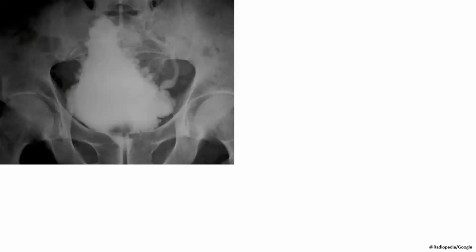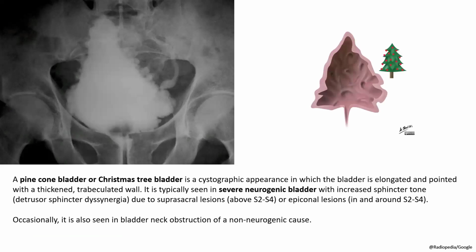What is this sign? This is pine cone bladder or Christmas tree bladder, which is a cystographic appearance in which bladder is elongated and pointed with thickened and trabeculated wall. It is typically seen in severe neurogenic bladder with increased sphincter tone or due to suprasacral lesions or epiconal lesions. Occasionally, it can be seen in bladder neck obstruction of non-neurological causes. So this is pine cone bladder, Christmas tree bladder.